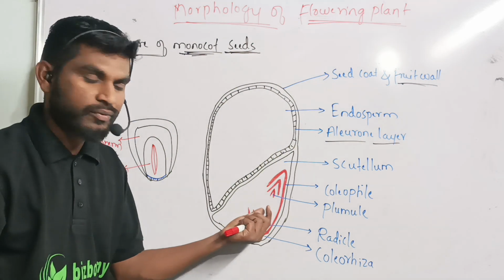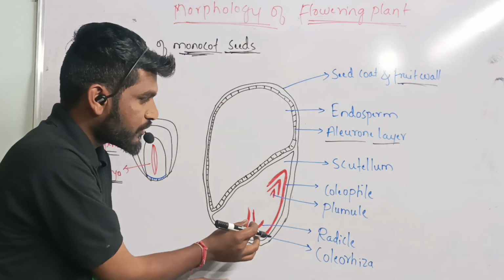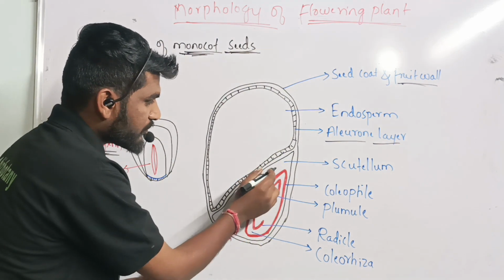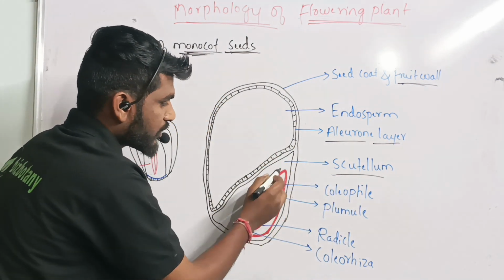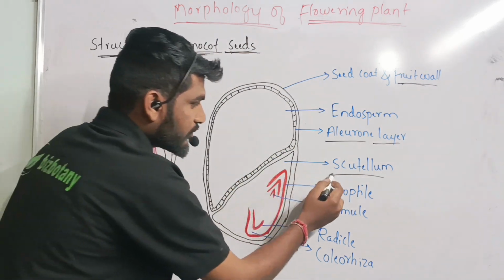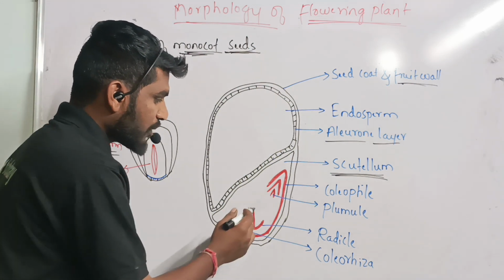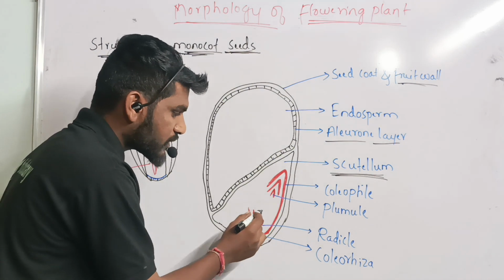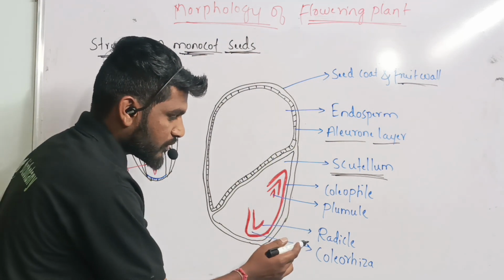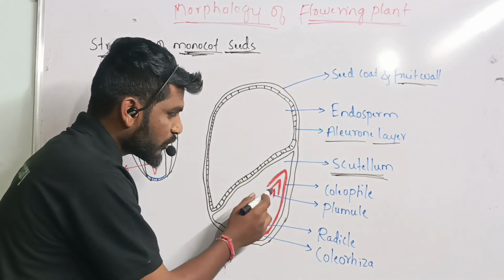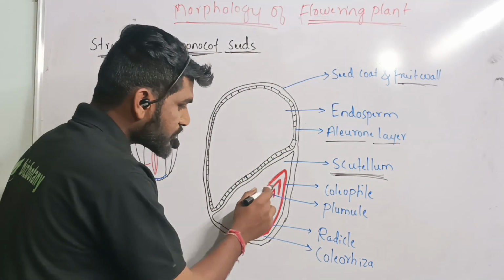The embryo is located at one corner of the endosperm, and it consists of a dome-shaped cotyledon. We call it the scutellum. This complete region is the cotyledon of a monocot seed, and the cotyledon of maize we call the scutellum. Inside the embryo, you can see a small embryonal axis. At both ends of the embryonal axis, plumule and radicle will be present. Around the plumule and radicle, some sheaths of tissue will be present.